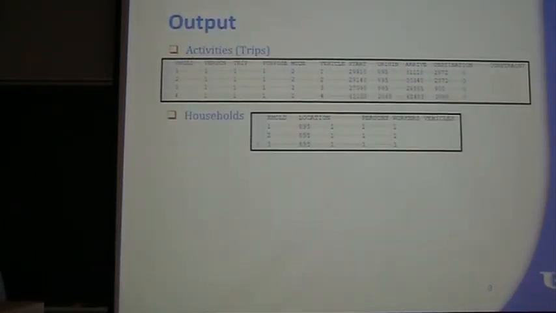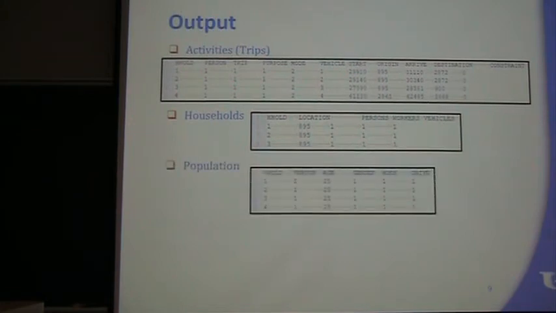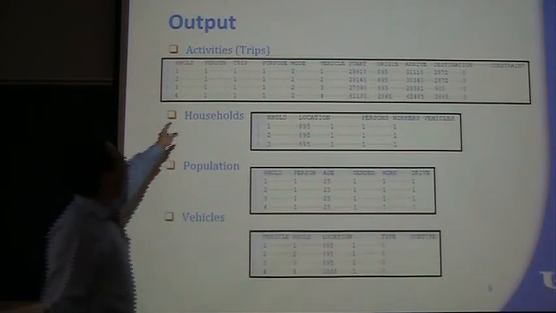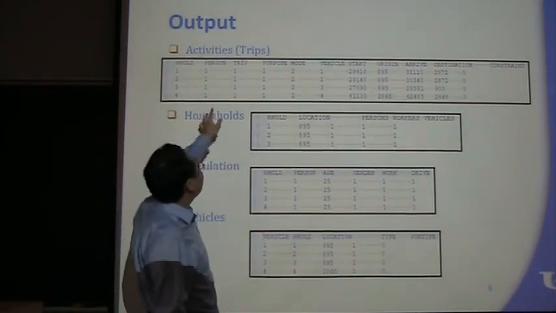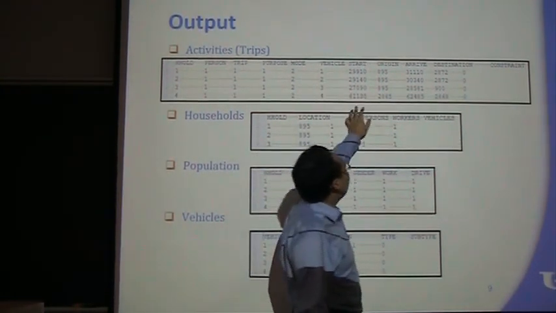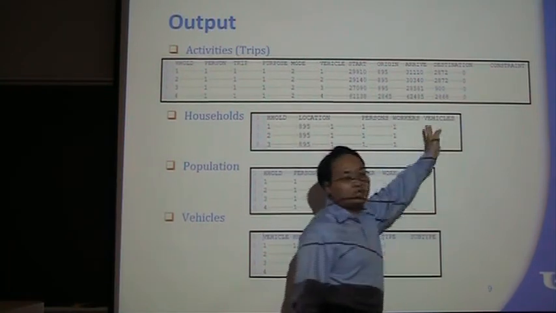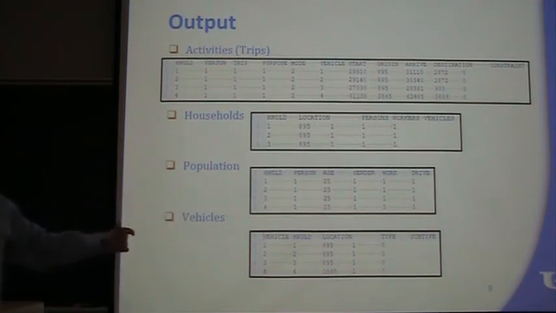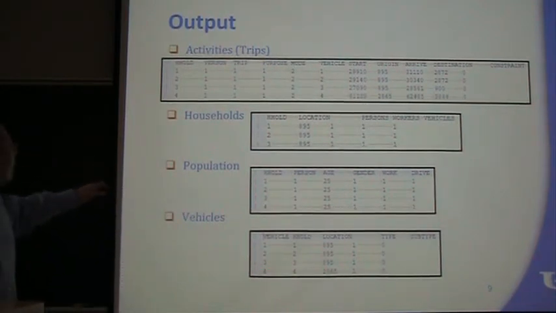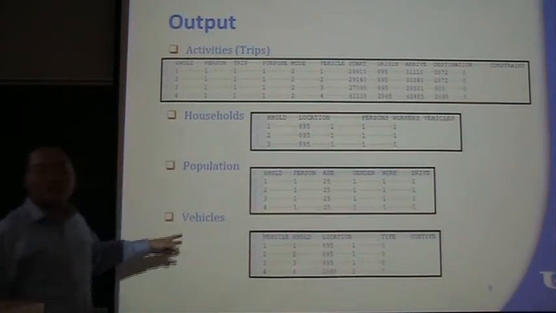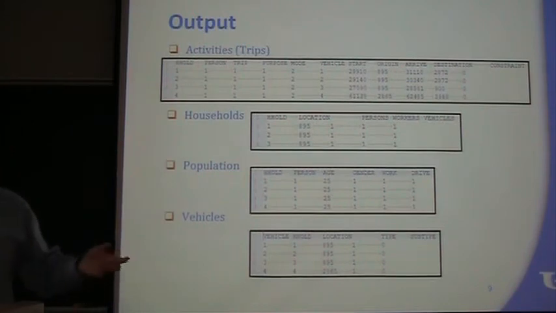And here are the outputs of convertrix. We have 4 files. The first file is called activities or trips. And we can see we have vehicle, household, person, trip number, start time, arrival time, origin, destination. But it doesn't have any information about path. So this is the distribution. And we have synthesized household and population and vehicles. And these may be later used in macro simulator or router.